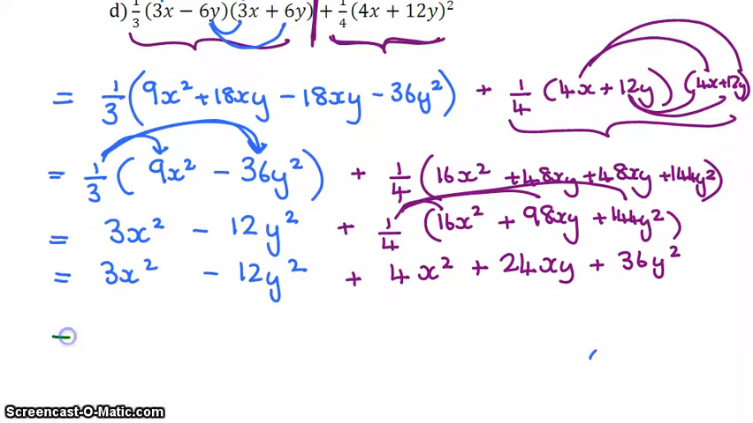Right, and finally like terms. So 3x squared plus 4x squared are 7x squared, minus 12y squared plus 36y squared are 24y squared, and I've got 24xy's. And so I've collected my like terms.